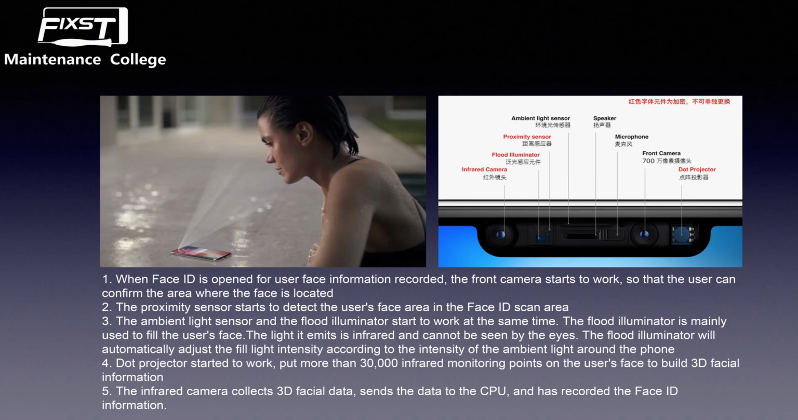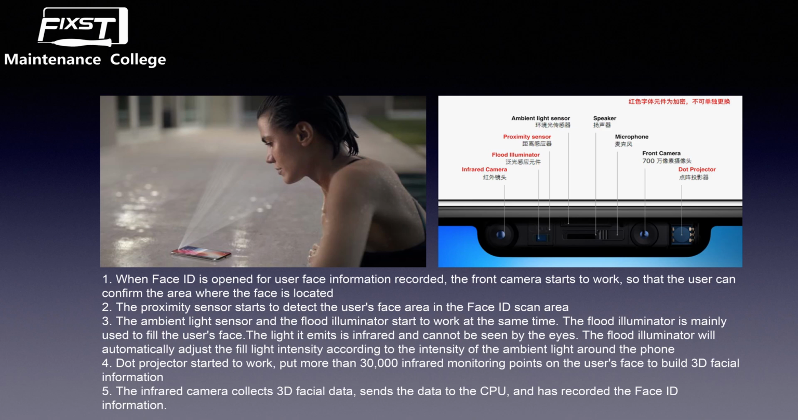When we talk about Face ID, first we need to know the theory of Face ID. Now you can see the paper on the website. The Face ID is on the upper part of the phone, containing the IR camera, the flood illuminator, the proximity sensor, the ambient sensor, speaker, microphone, front camera, and dot projector. As you can see, there are 4 key components: the IR camera, the flood illuminator, the proximity sensor, and the dot projector. These 4 components are all encrypted and cannot be changed, only one.